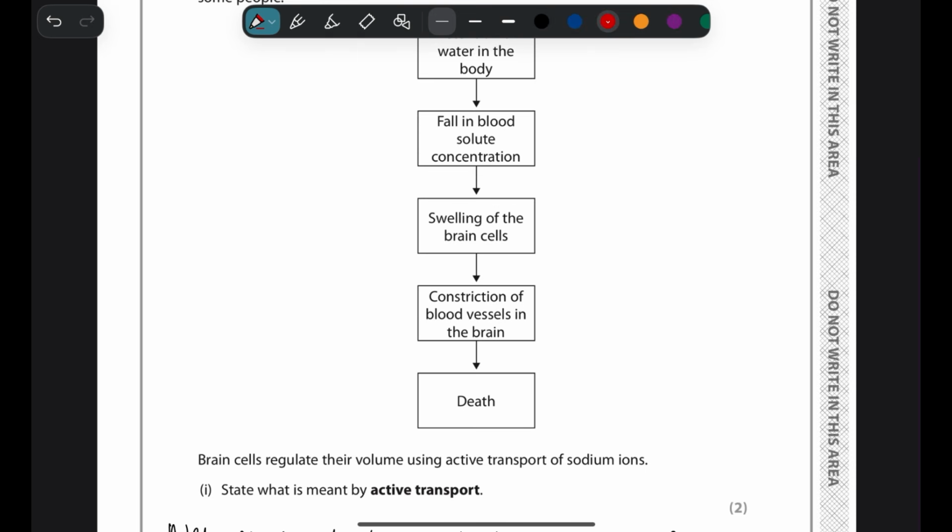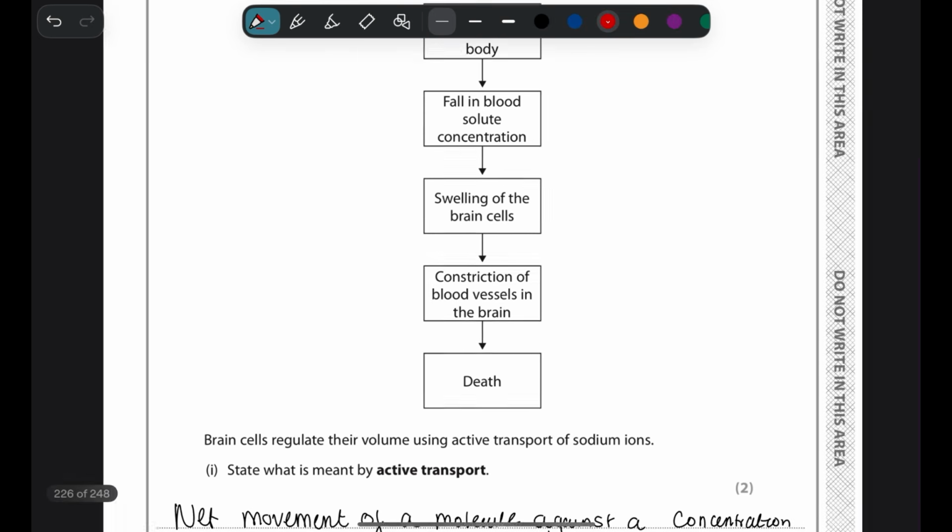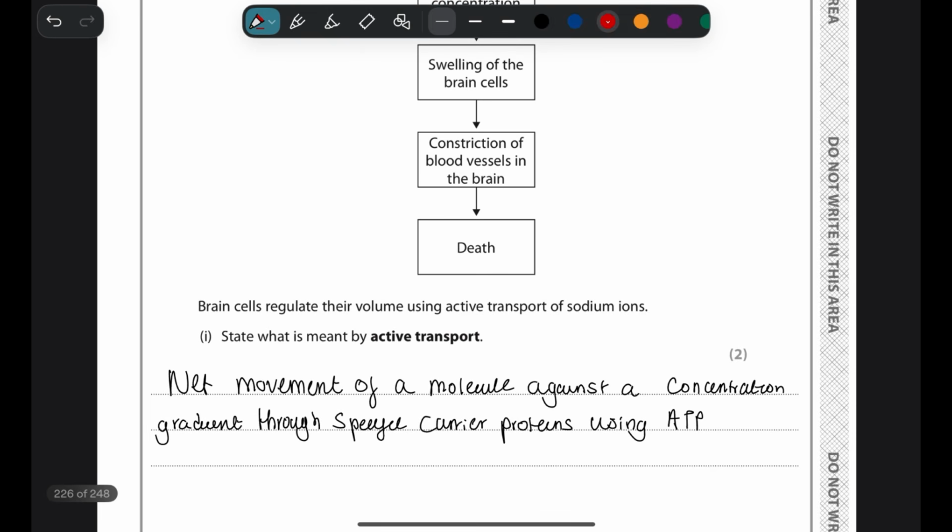So first question is state what is meant by active transport. This one should be happy days. Very easy question, if you know your definitions, you'll get this mark easy. So whenever you talk about active transport, and I think it's just worth learning this definition word for word: net movement of a molecule against the concentration gradient is important. I would add on via specific carrier proteins, but using ATP is the other really important bit here. That's what's mainly getting you the marks. But say the whole thing every single time, because you never know what the mark scheme is going to say.